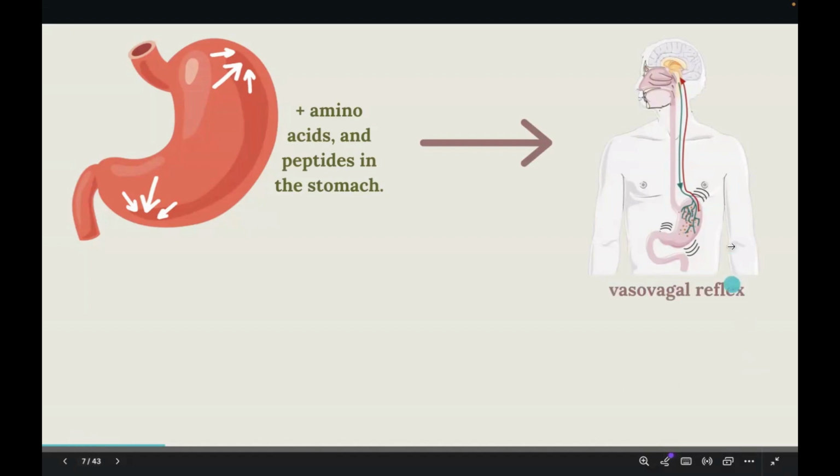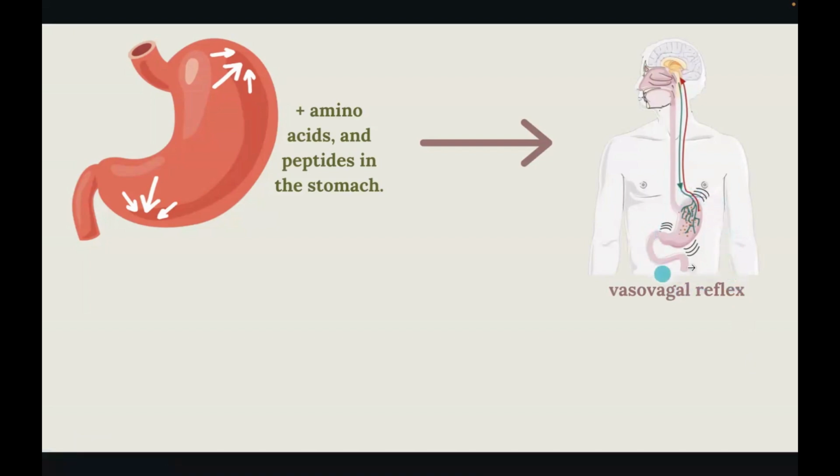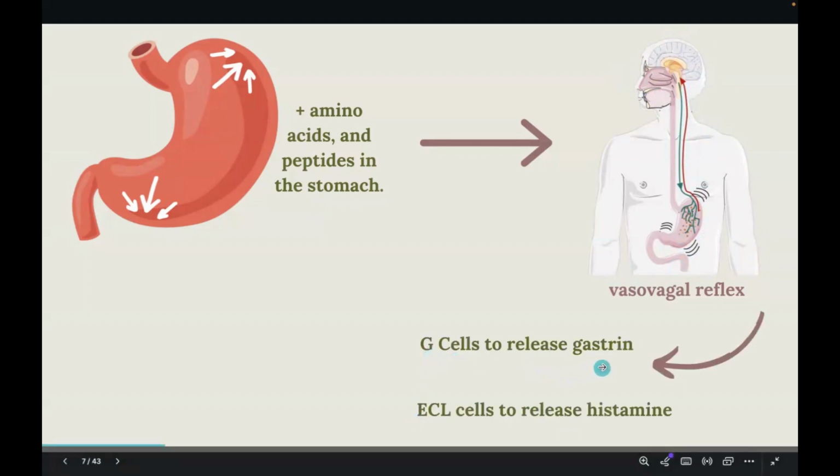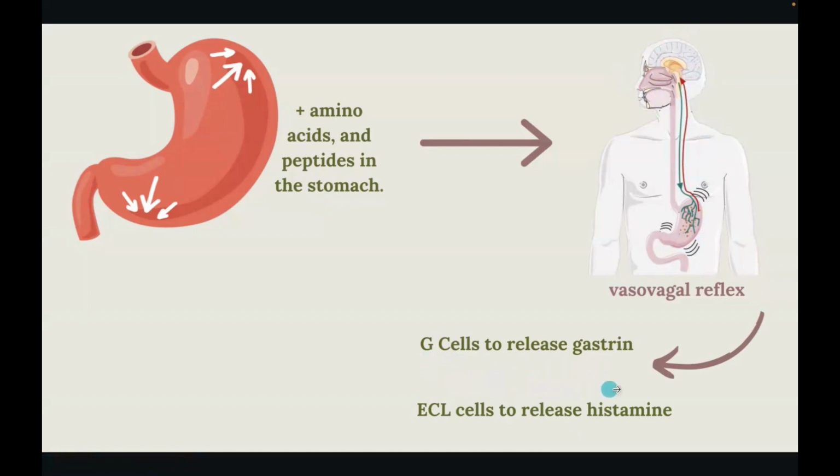So what is the vasovagal reflex? Here you can see when the food starts going into the stomach along with amino acids and so on, it distends the stomach and this sends a signal up to the brain via the vagus nerve. The brain integrated that and said, okay, we're now in the gastric phase and we have to take care of it and start digesting our food properly. So it sent signals back again to the stomach. And this time, what is the order from the brain? The order is to stimulate the G cells to secrete gastrin and the ECL cells to release histamine.